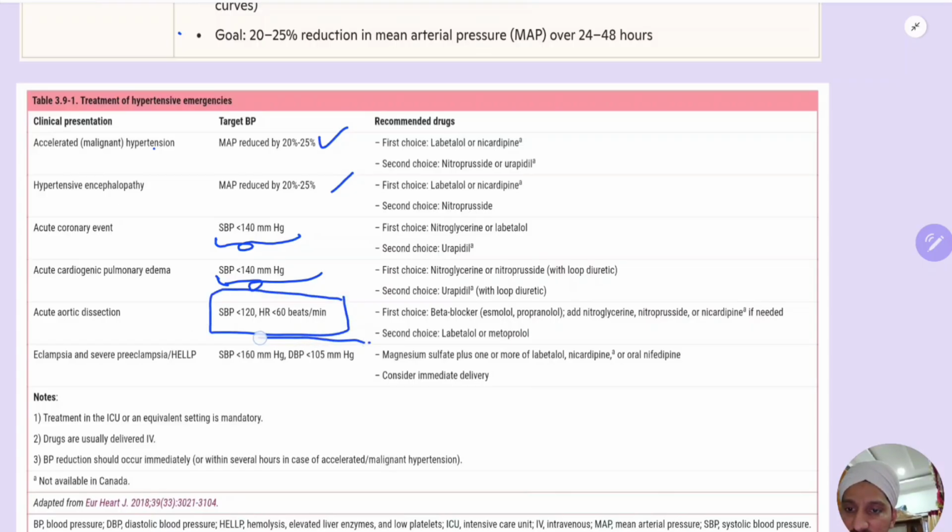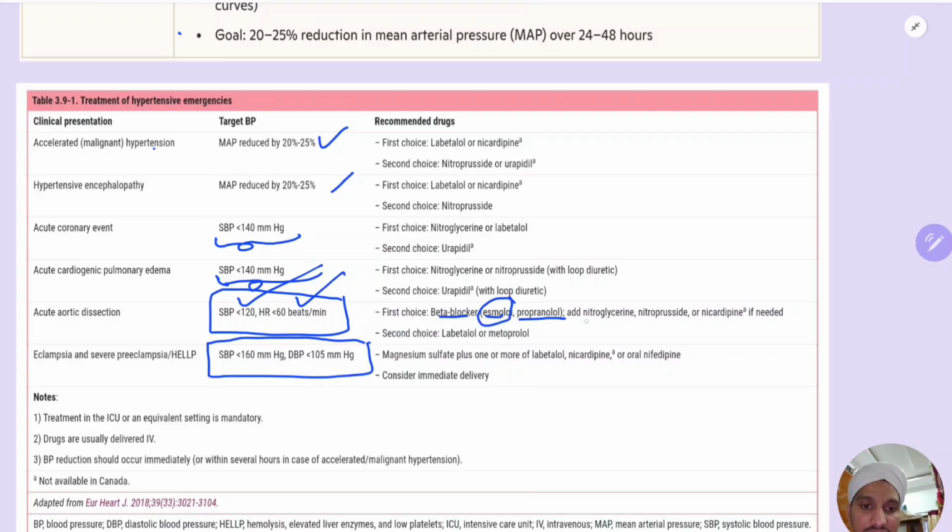In aortic dissection and eclampsia and pre-eclampsia we have discussed. Okay. In aortic dissection, you should bring the SBP to 120 mm Hg in 1 hour. And heart rate we have not discussed there. Heart rate you should bring less than 60 beats per minute immediately, within 1 hour. So that's why in aortic dissection, the antihypertensive of choice is a beta blocker like esmolol or propranolol. Esmolol is the number one first choice drug.